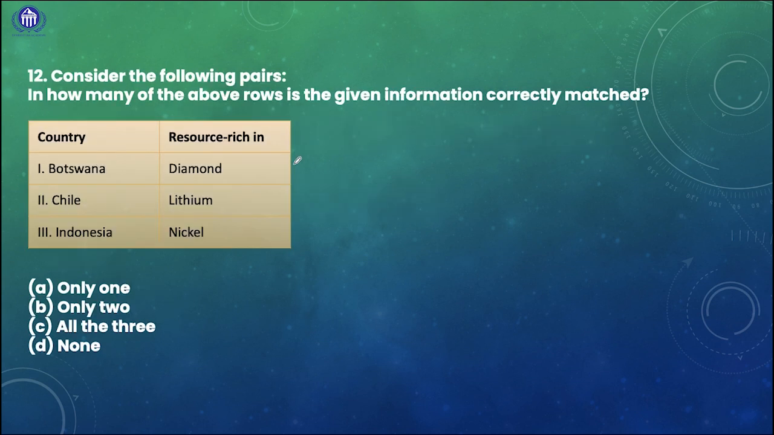Now coming to the 12th question, consider the following pairs. In how many of these the information given is correct? So basically here they are asking us to match the country with the mineral resources. That's why I've been telling you, students, mere reading of places in news is an outdated concept.